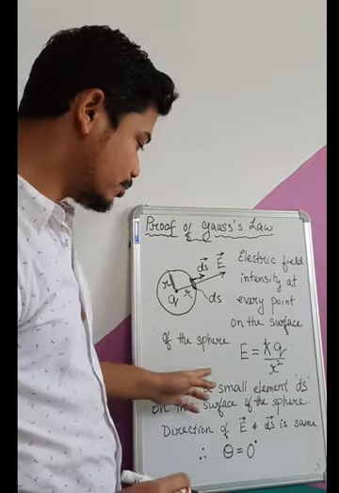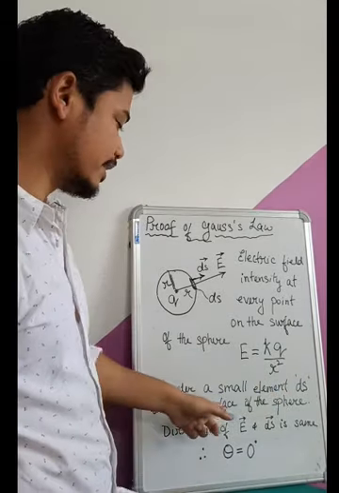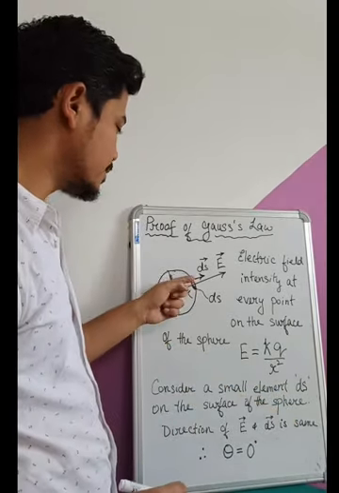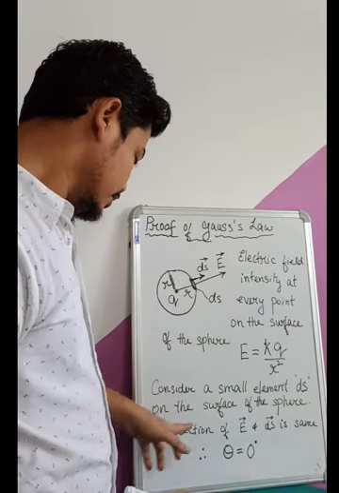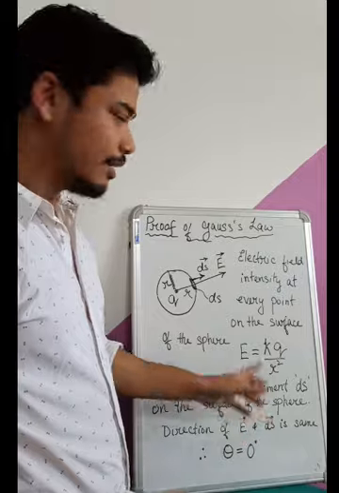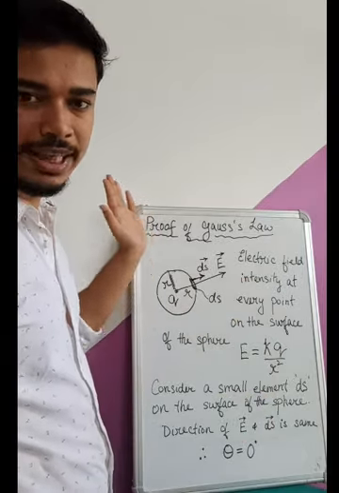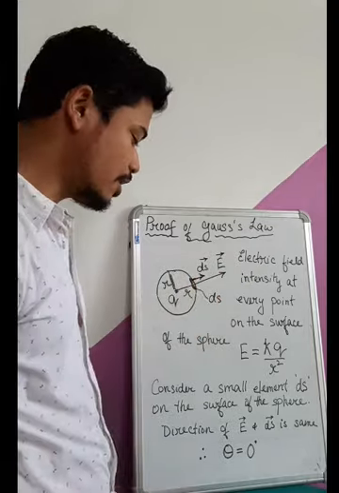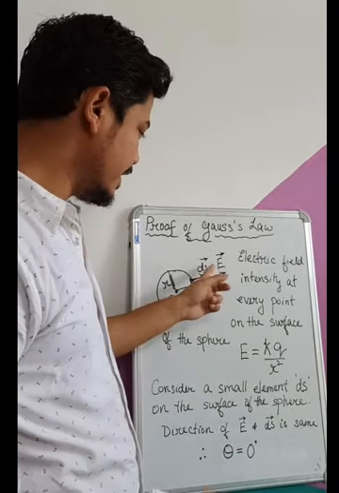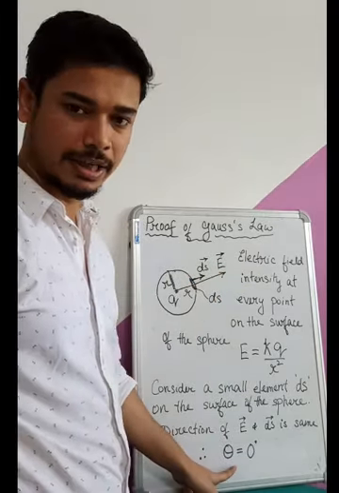Now we consider a small element ds on the surface of the sphere. What is the direction of E? It is along this direction. What is the direction of ds? It is perpendicular to the surface, that is, along this direction. So what is the angle between E and ds? That is equal to 0 degree.